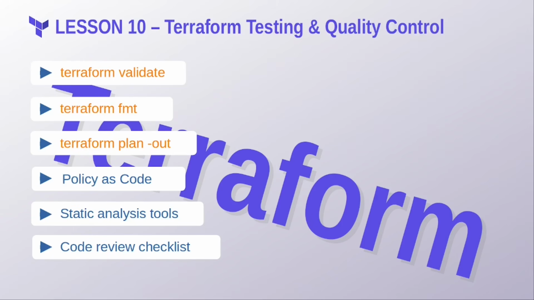So the real question is not how Terraform works. The real question is how do we control Terraform so it doesn't destroy production? Terraform is not application code, so no unit tests, no integration tests, no mock servers. Instead, Terraform quality is controlled by layers of protection: validation, formatting, planning, policy, security scanning, human review. Think of this lesson as building a safety system around Terraform.